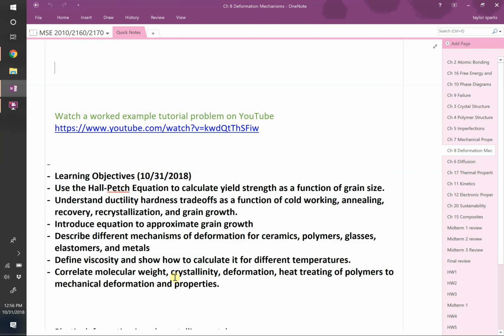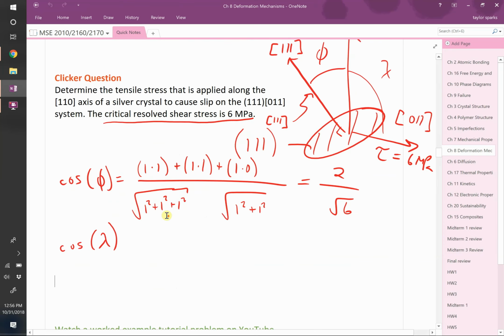We're then going to talk about the trade-off between ductility and hardness and strength, right? And how can we change those things as we process materials? We'll talk about grain growth. We're going to describe different mechanisms of deformation, including some for ceramics, polymers, and glasses, and other materials. We'll get to viscosity, and we'll have a few more comments on how molecular weight, crystallinity, and deformation can all change the mechanical properties of polymers. So let's pick up where we left off last time, which was this question.